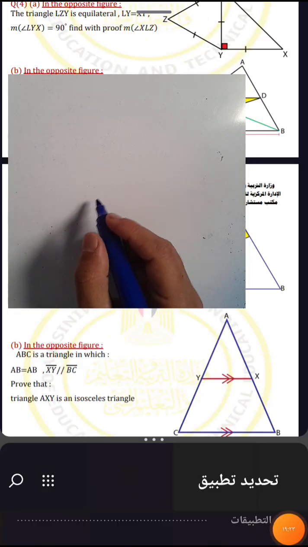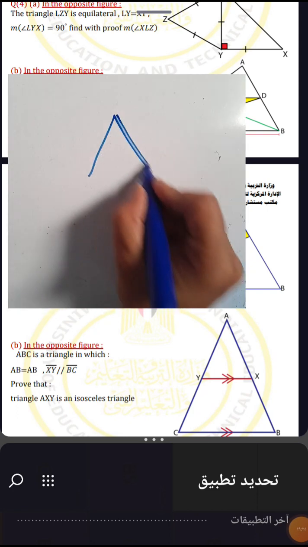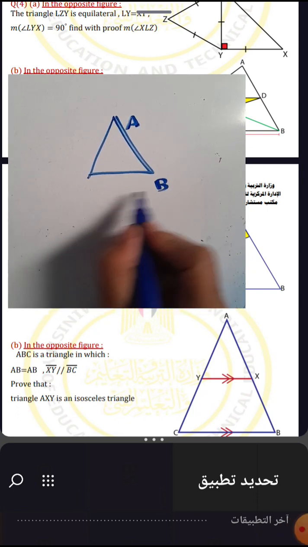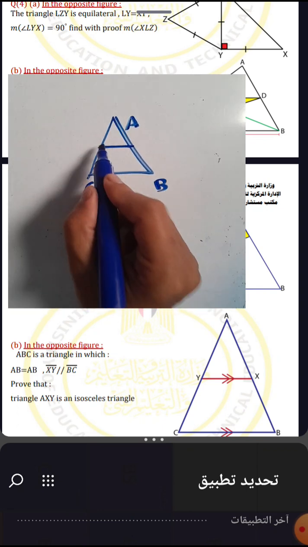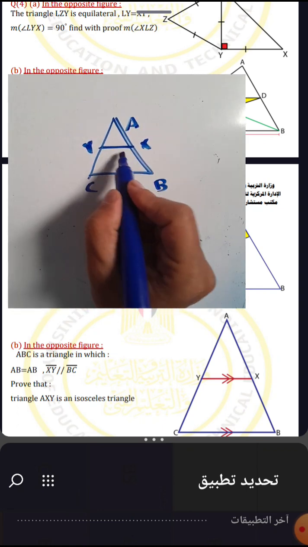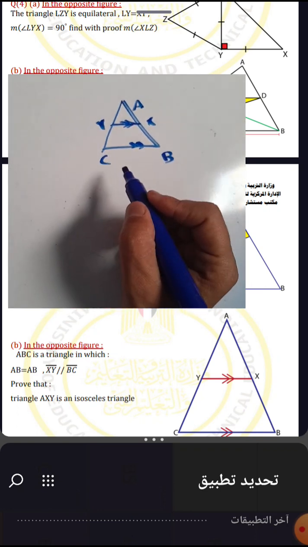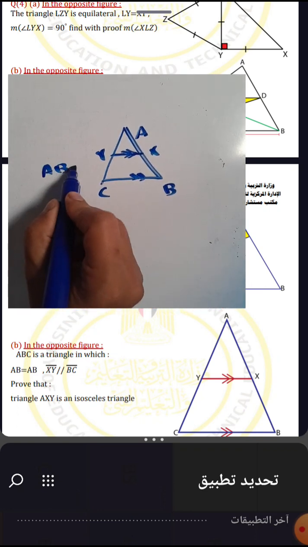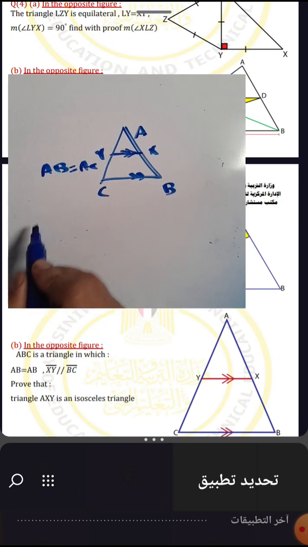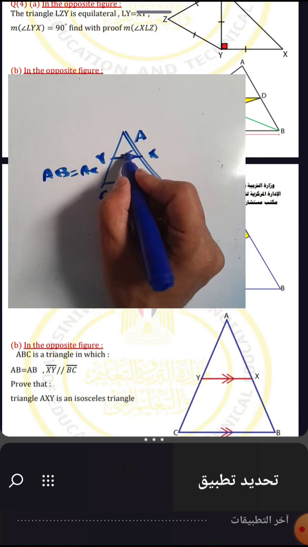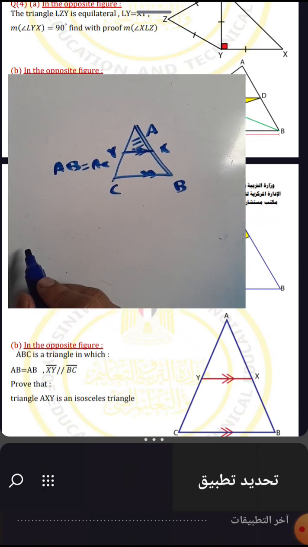Example, we have triangle ABC and XY parallel to the base. Here he gives us AB was equal to AC. You want to prove that AXY is an isosceles triangle. Prove that this triangle is isosceles.